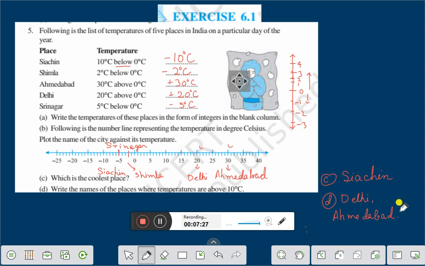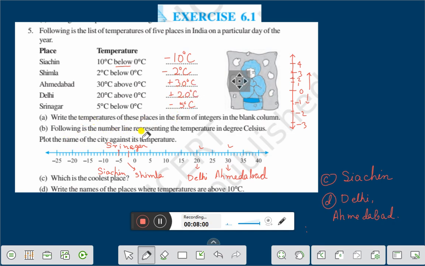Right? This is the solution of question number 5, exercise 6.1. Let us repeat once again. Following is the list of temperatures of 5 places in India on a particular day of the year. 10 degrees centigrade below 0 degrees, below means minus, that is minus 10 degrees centigrade. 2 degrees centigrade below 0 degrees, that is minus 2 degrees centigrade. 30 degrees centigrade above 0 degrees, above means plus, that is plus 30 degrees centigrade. 20 degrees centigrade above 0 degrees, that is plus 20 degrees centigrade. 5 degrees centigrade below 0 degrees, that is minus 5 degrees centigrade.